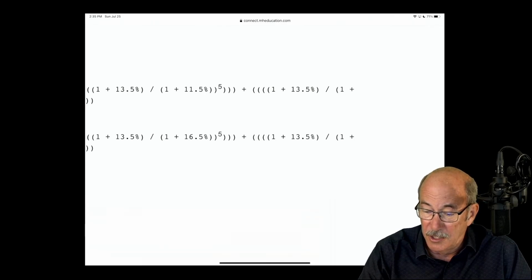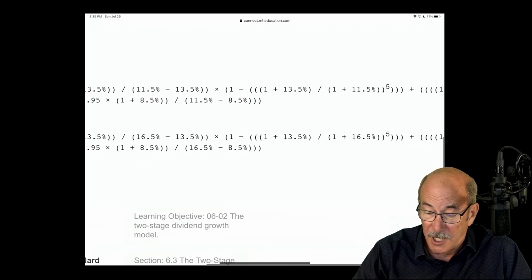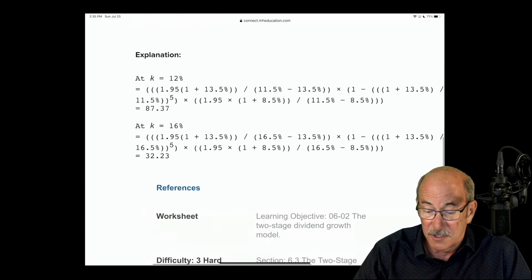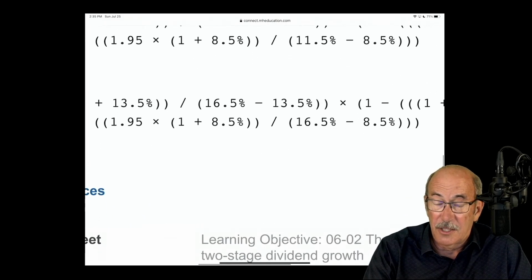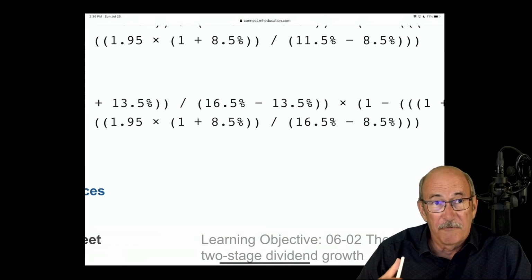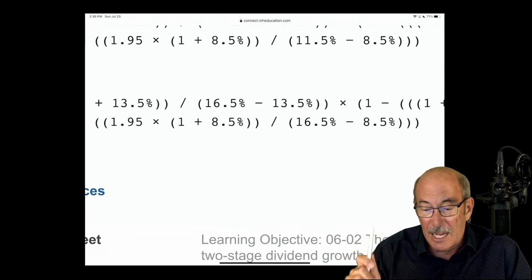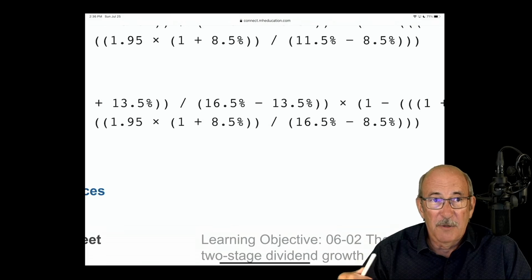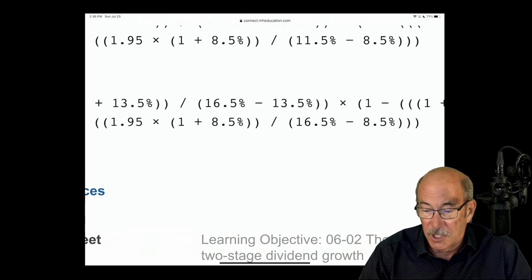Then you're plugging in, again, your 1 plus the growth rate from period 1 divided by 1 plus the cost of capital raised to the 5th, and then multiplying it by, again, something that looks a lot like the constant perpetual growth version of the DDM. So there's your 1.95 dividend, grown at this time only at 8.5%, and then you're dividing by that same K minus your G2, your 8.5%.